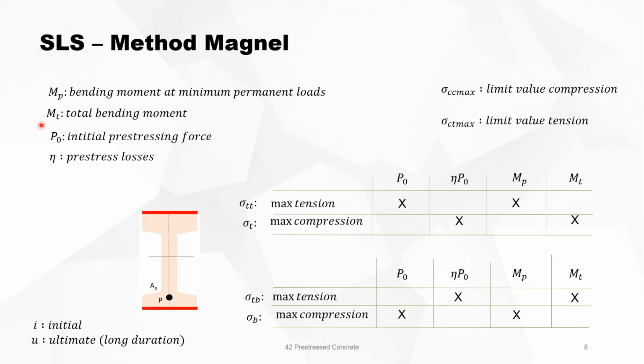MP and MT are such that there is tension on the bottom and compression on top, because it's marked here positive.